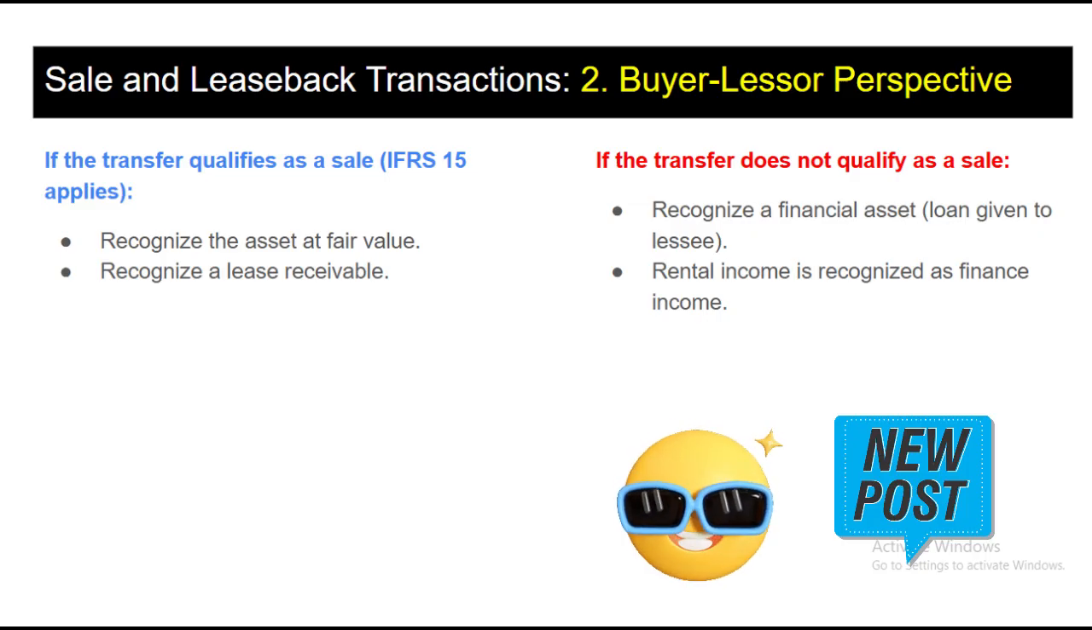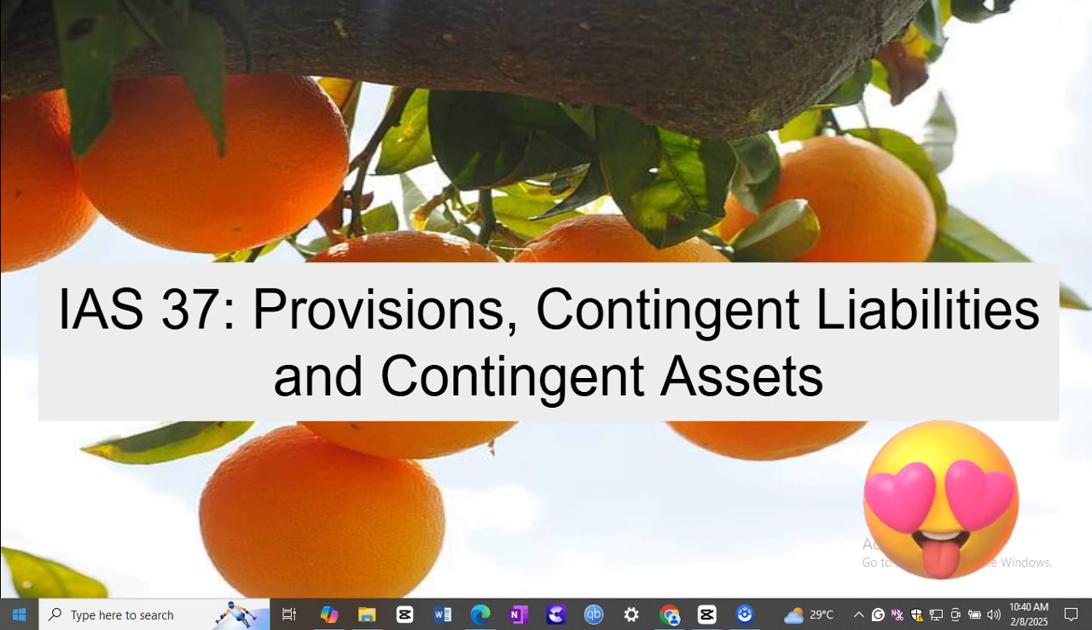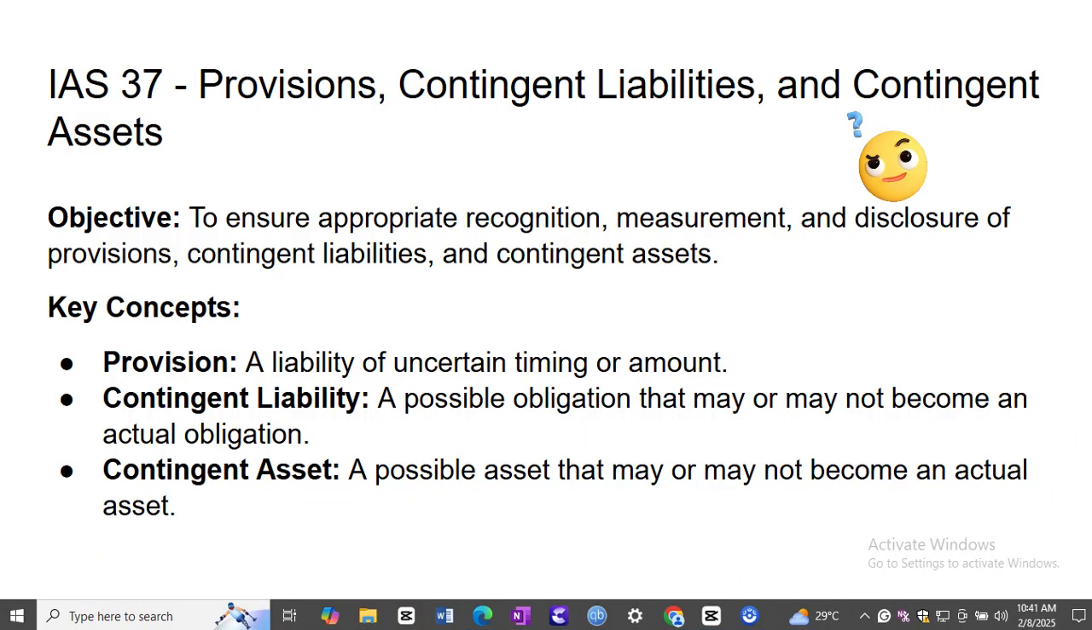And speaking of complex, are you ready to tackle some other challenging areas? Provisions, contingent liabilities, deferred taxes, those often leave people scratching their heads. Oh yeah, right on the challenge. Let's start with IAS 37. Provisions, contingent liabilities, and contingent assets. Lots to unpack there. Let's do it.